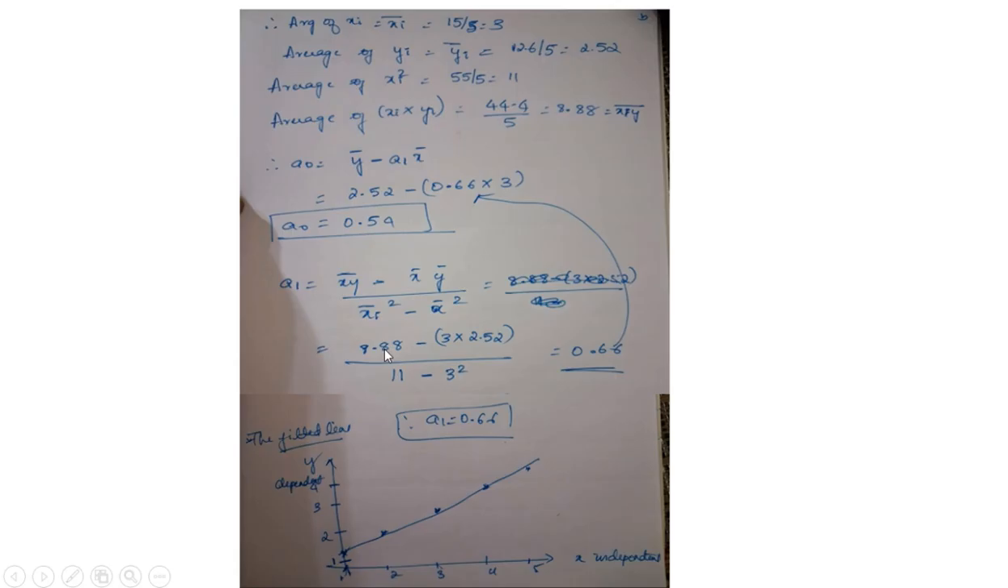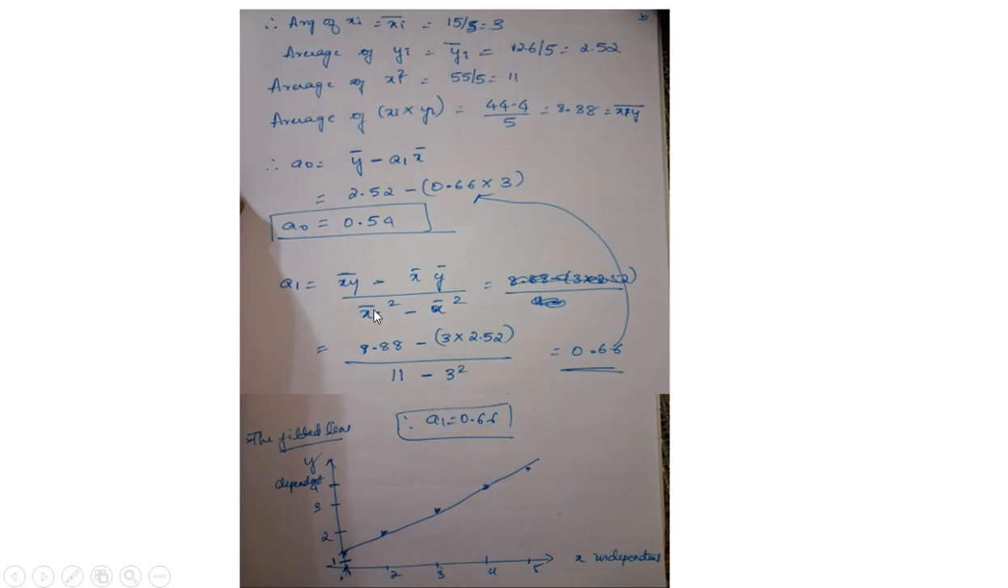Now find A0 and A1. First you find A1. xy bar I am getting 8.88, x bar is 3, y bar is nothing but the average, that is 2.52, divided by xi square. See, I found the xi square as 11. Write 11 here. X bar square: I didn't find x bar square, I just found x bar. X bar is 3, so take 3 square.